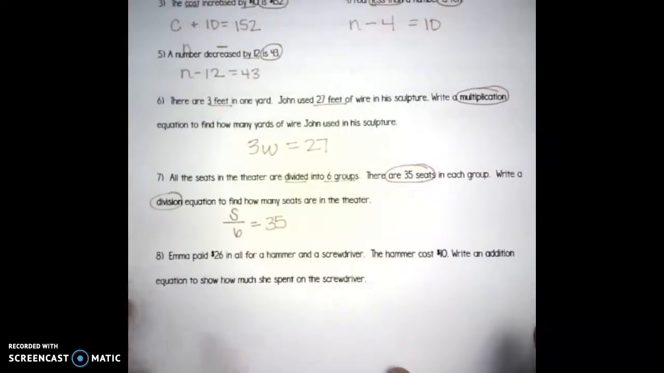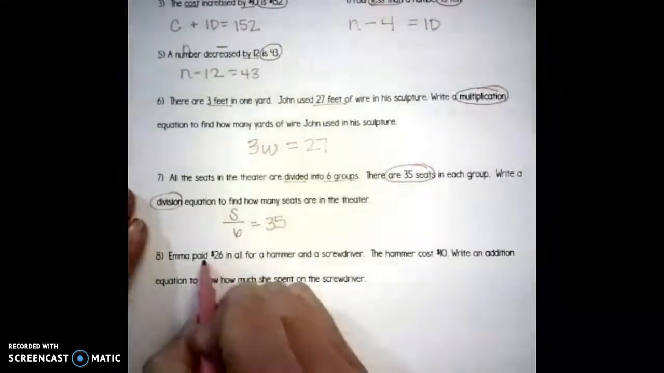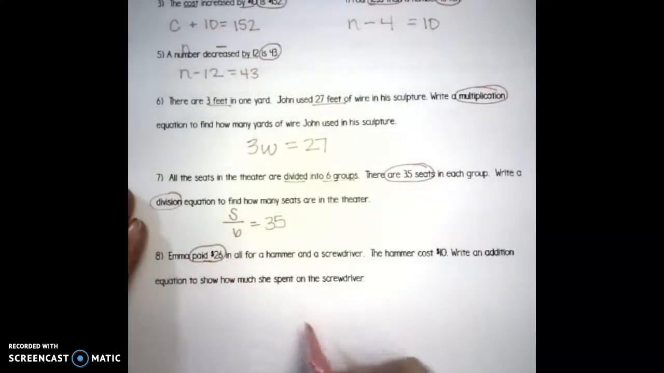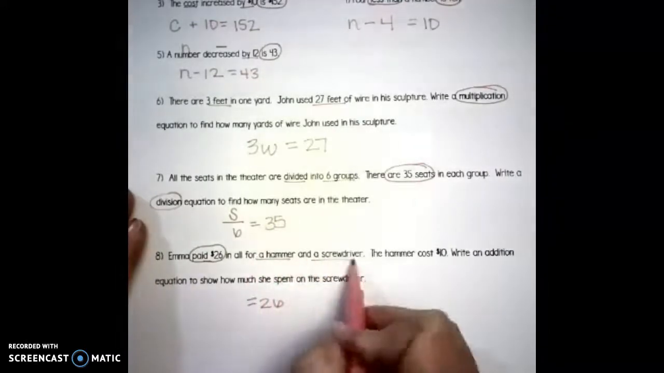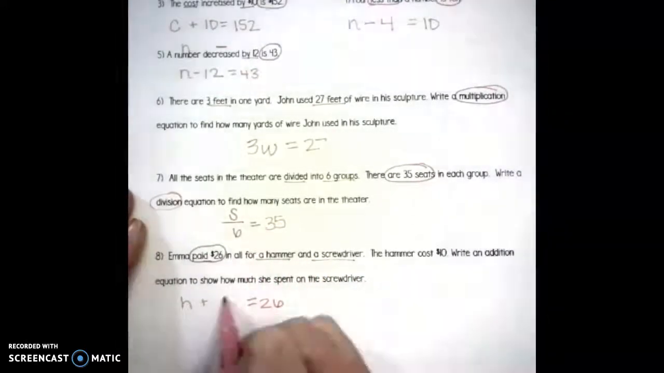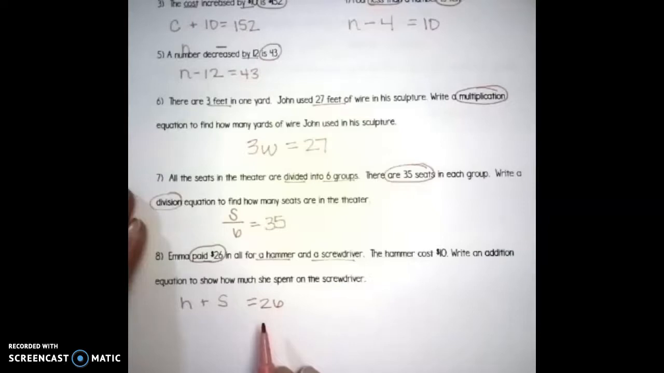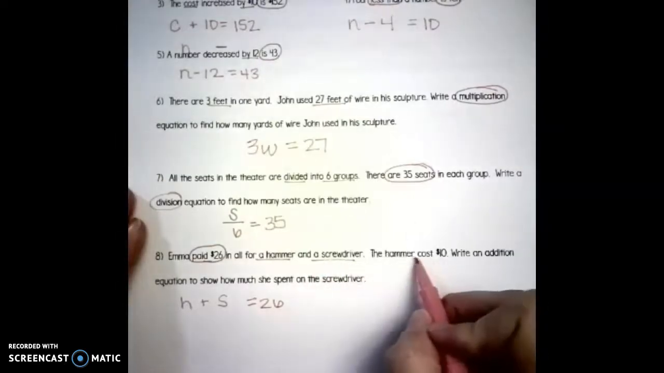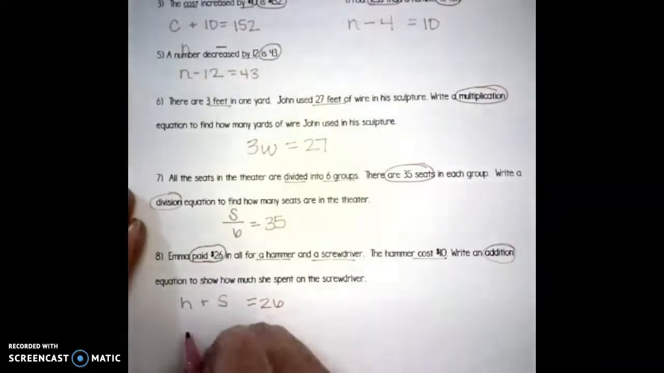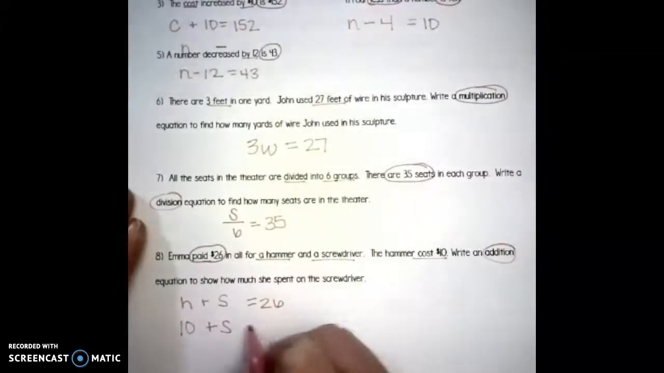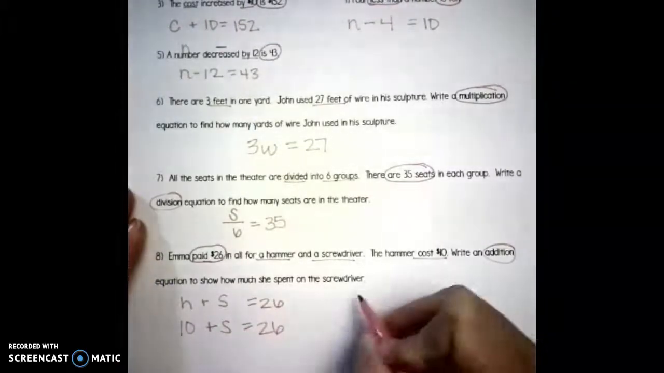Emma paid $26 in all for a hammer and a screwdriver, so we paid a total of 26. We know that the hammer plus the screwdriver is going to give us $26. The hammer cost $10. Write an addition equation to show how much she spent on the screwdriver. So we would need to have the hammer plus the screwdriver equals 26, because we knew that the hammer equals 10.